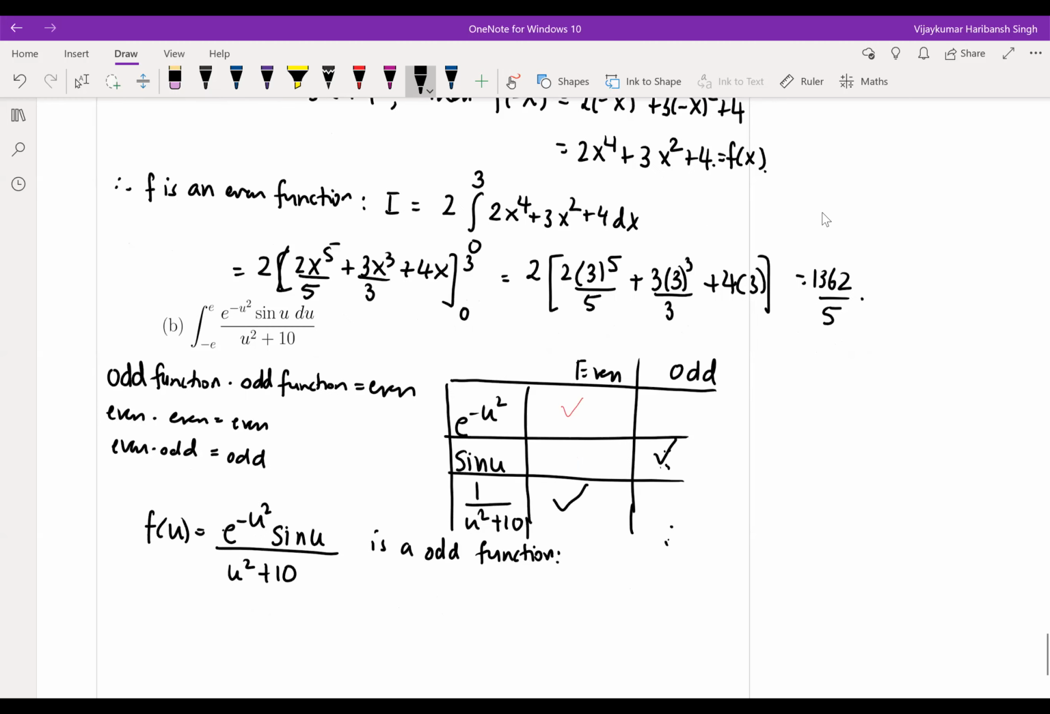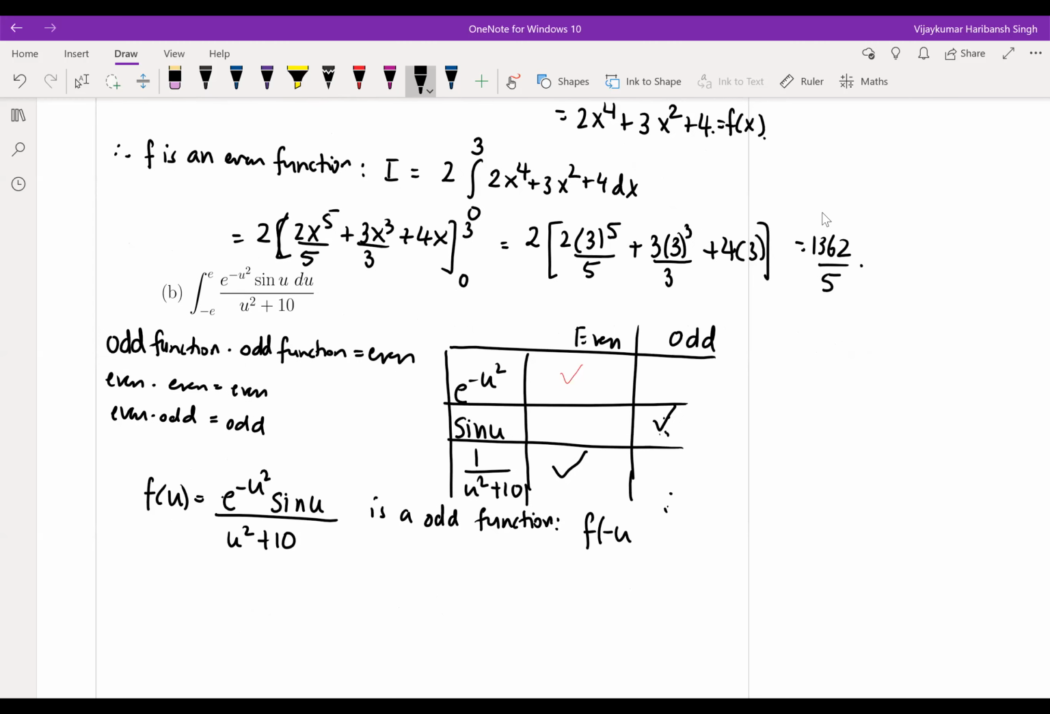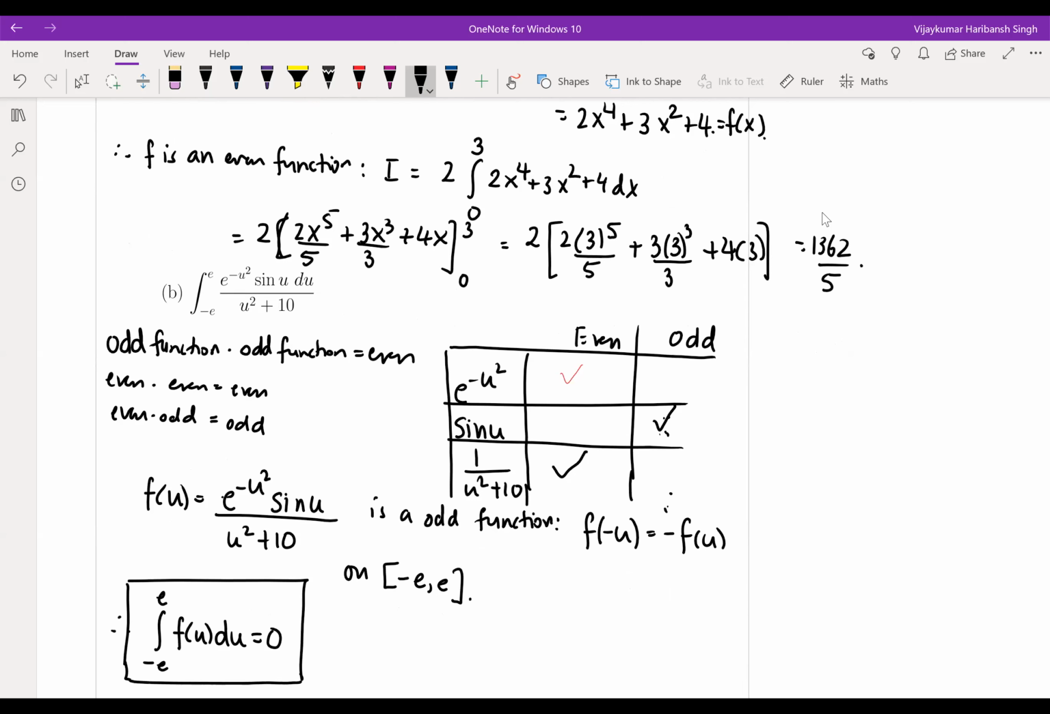Now note that instead of doing this, you could have directly checked that f of minus u is minus f of u. Okay, that could have been done as well. So this is an odd function on minus e to e. Therefore, the integral from minus e to e of f of u du is 0. So you see, with an odd function, the computation becomes super easy. Why is that? Because that integral turns out to be 0. In general, if you're given minus a to a, you can break it into some odd part and even part. So this helps you with computation of the integral.